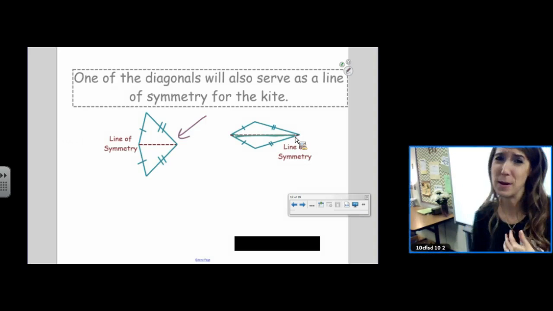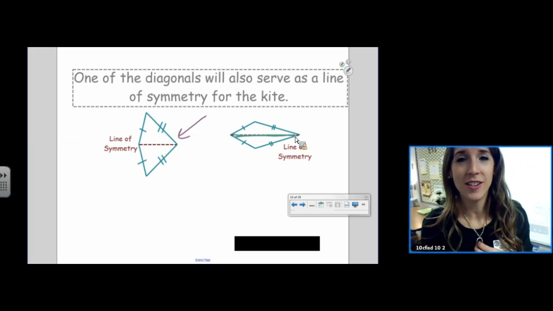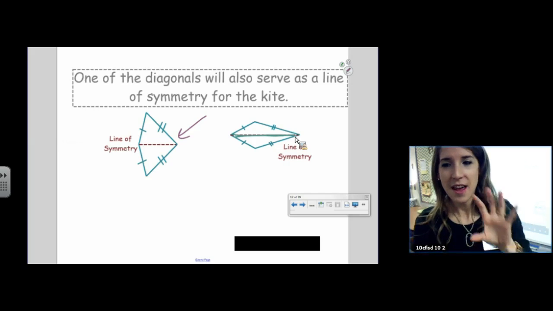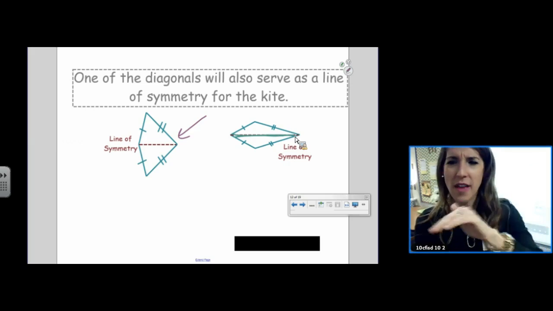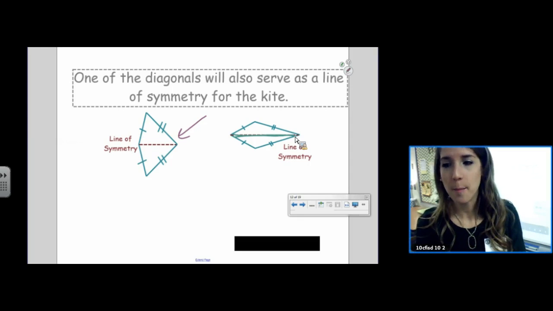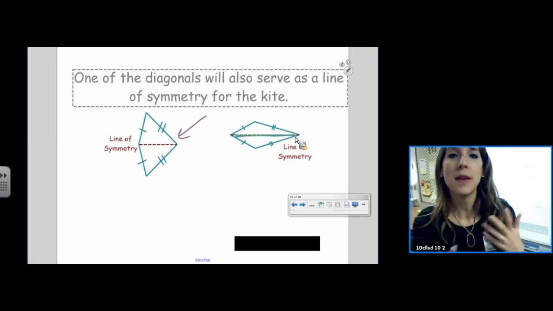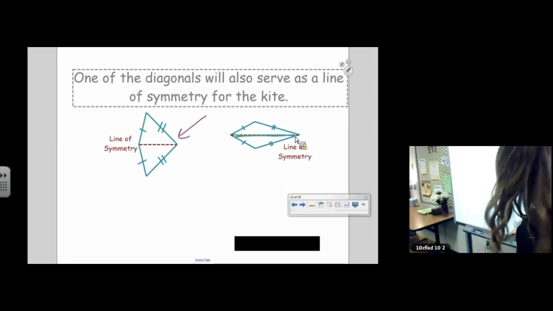Now, to me, that's a weird-looking kite. It's not very often that the shorter diagonal is the diagonal of symmetry. It was actually really hard for me to even draw that figure in my software because I'm just not used to seeing kites like that. But one of the diagonals is the diagonal of symmetry, and by the tick marks, by the angle markings, you'll be able to tell which one it is. Okay?